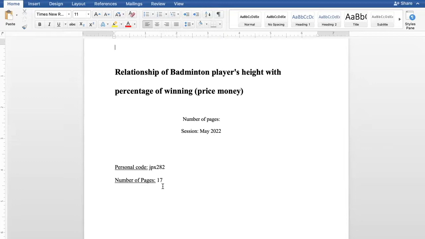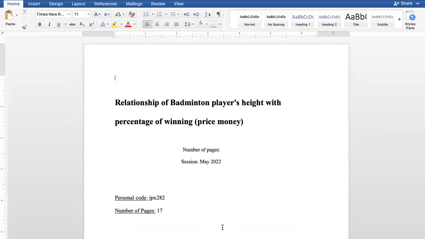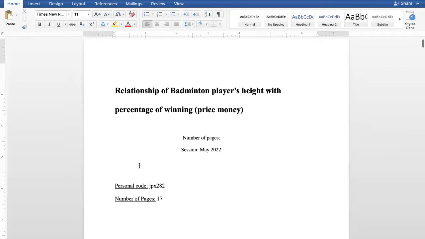Right, here you put the number of pages is 17. The number of pages is actually excluding the bibliography and cover page. Is that correct? So therefore, I think the number of pages is supposed to be 16. You take out the first page and your bibliography at the last page. Now let's move on.